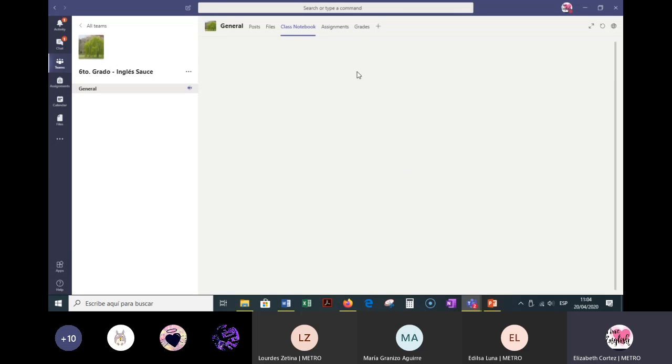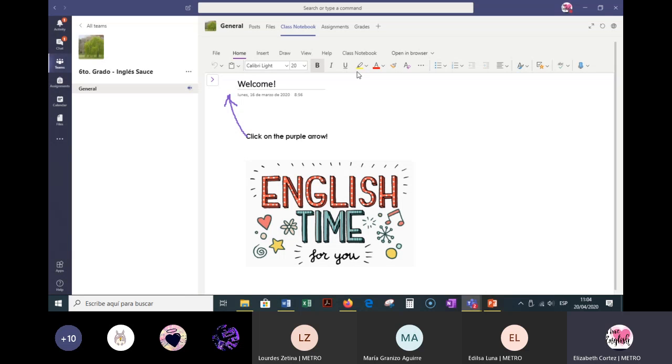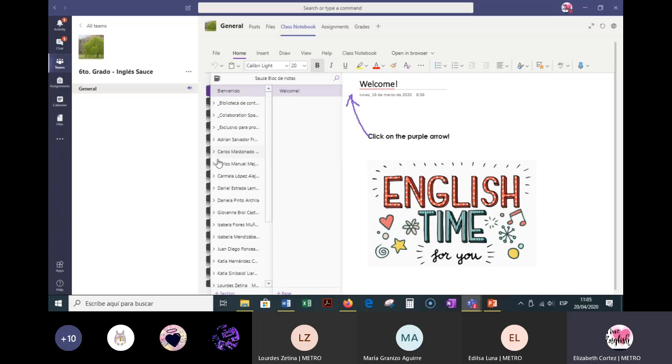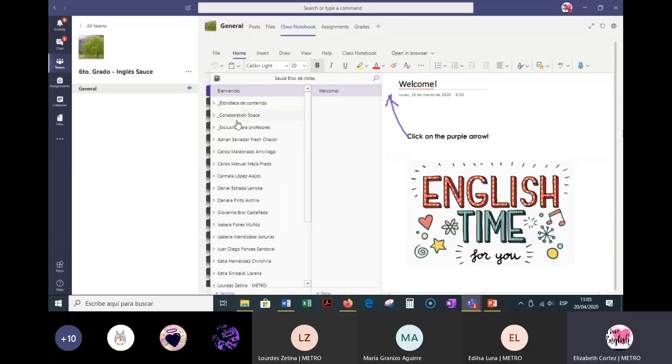Last week was a little bit crazy because we've never done this before, and we're still doing a lot of changes, and the system is going cuckoo puffs. So sometimes it gets complicated, but it's not that difficult to work. So now when you open it, you have a welcome page, and it says click on the purple arrow. So this is the purple arrow. And of course, here you can see all of your notebooks because this is my account. But when you open it, you only have Bienvenido, Biblioteca de Contenido. Let's make it bigger so you can see it. Biblioteca de Contenido, Collaboration Space, and your name. If you click under your name, you have only two folders.